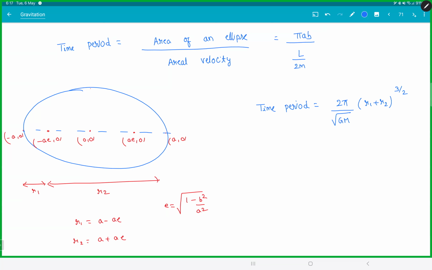You can check those calculations on your own. So I just need to get the B value in terms of R1 and R2 and substitute there, and my job's done. Is this clear, everyone?